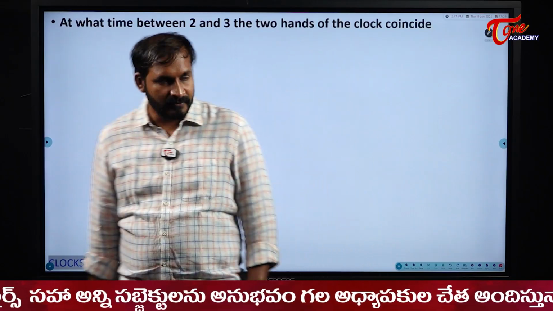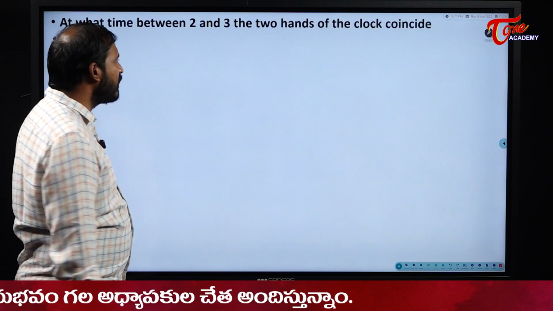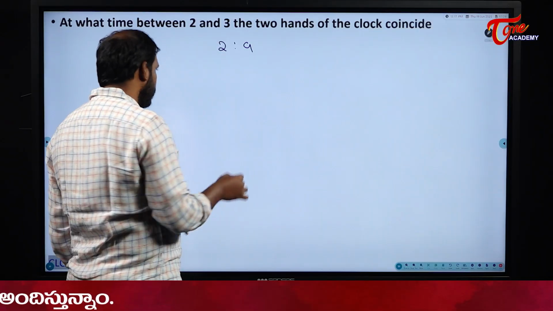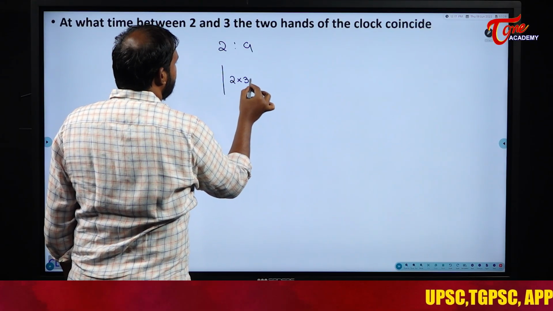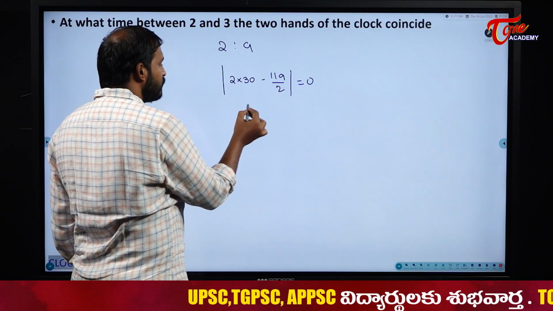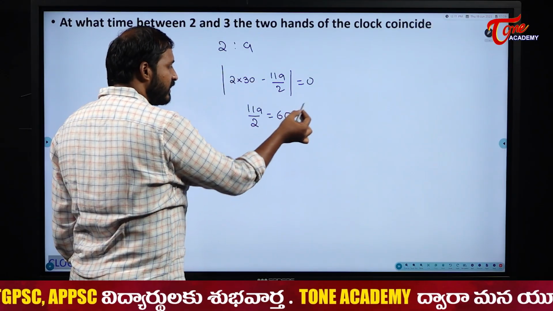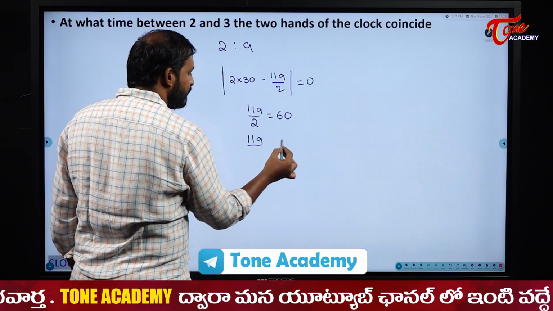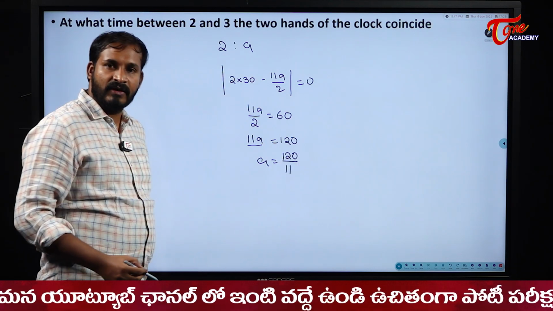Now see here, at what time between 2 and 3 do the two hands of the clock coincide? What is the concept we know? Between 2 and 3 means 2 o'clock a minutes, and theta is equal to 0 degrees. So you write 2 into 30 minus 11a by 2 is equal to 0. So 11a by 2 will become 60. It is between 0 and 360 degrees, fine. So 11a will become 120, and a becomes 120 by 11.